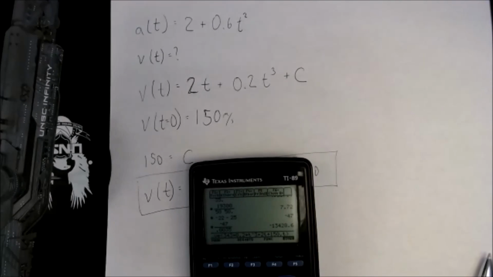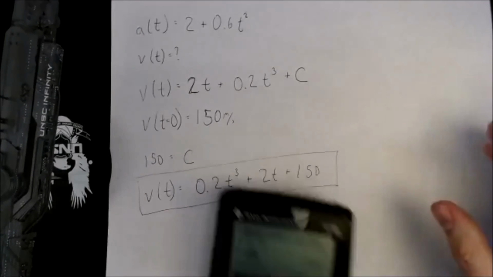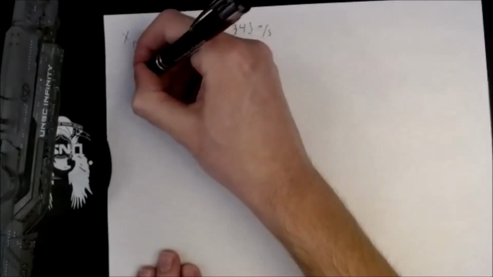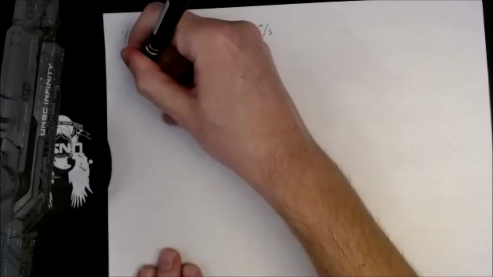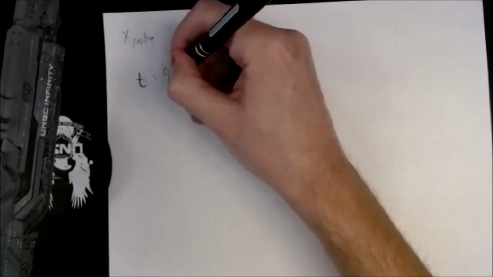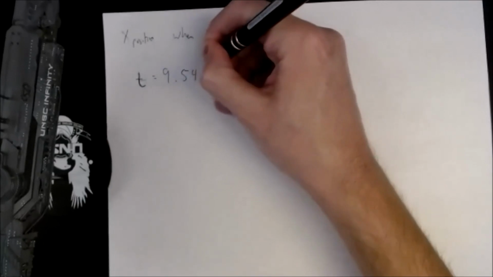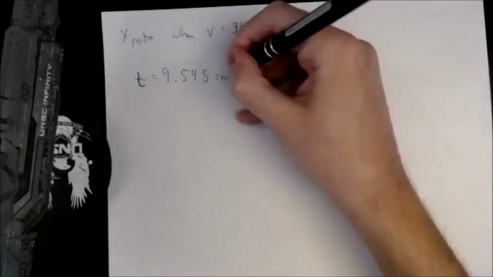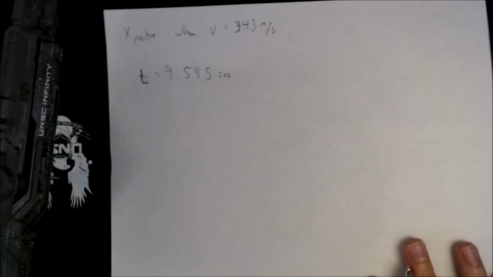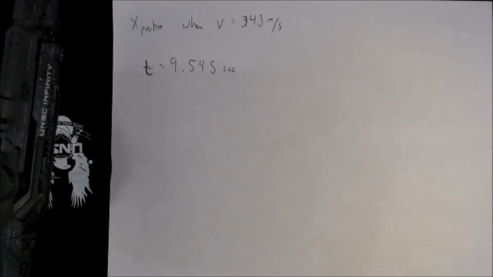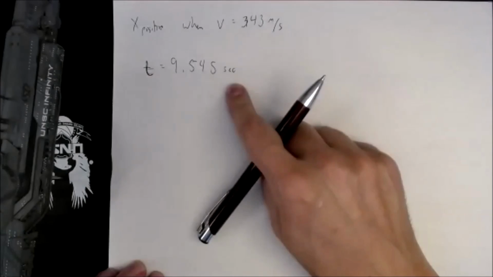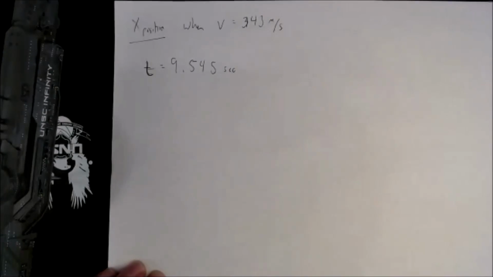You hit enter, and you wait a little bit, and then finally it says t is equal to 9.545, I guess, rounding a little bit. So we can just write that here. The time when this is the case is 9.545 seconds. Well, that's not bad. But that's not what we're looking for also. We're looking for the x position when that's the case.